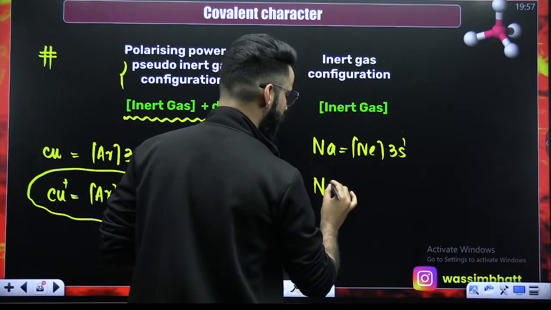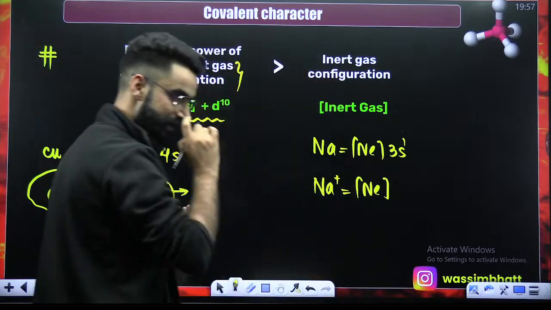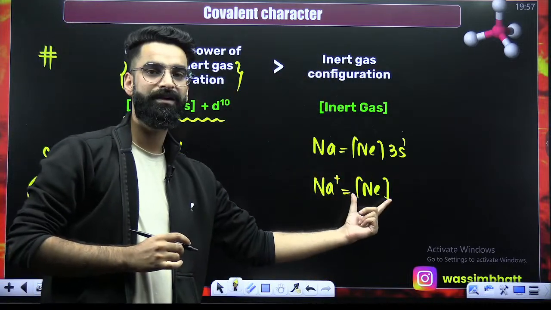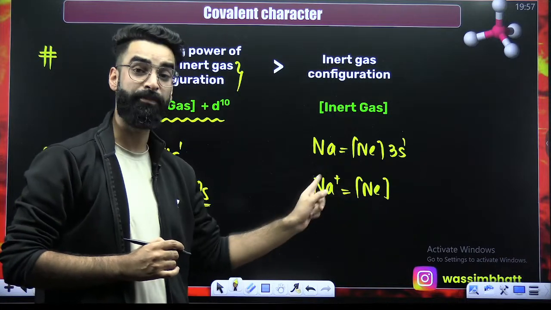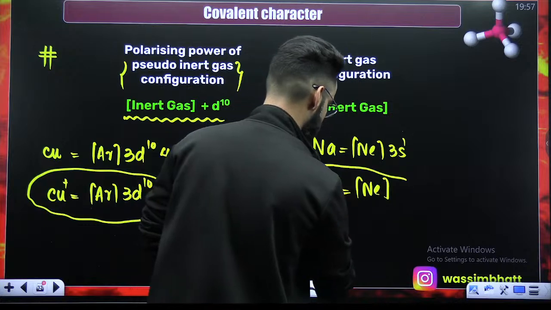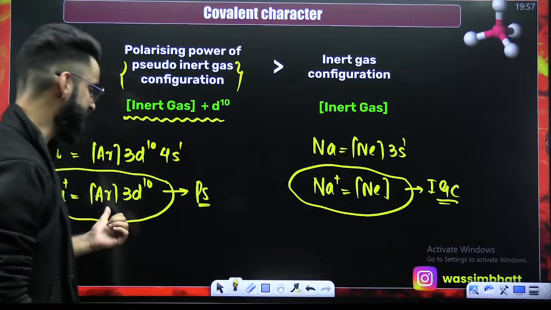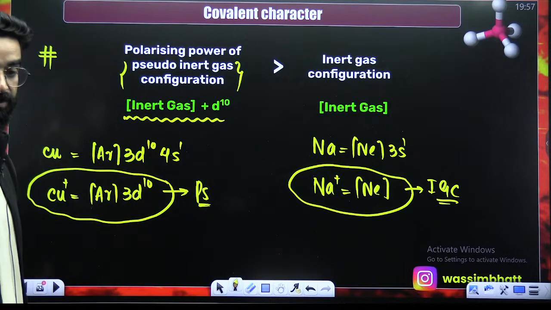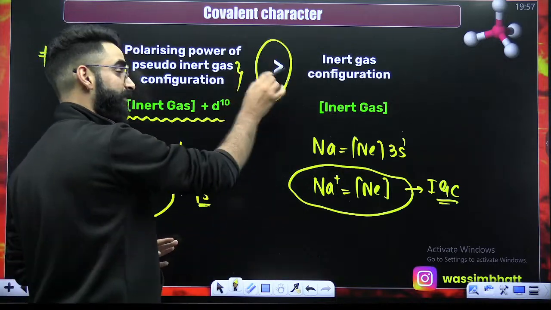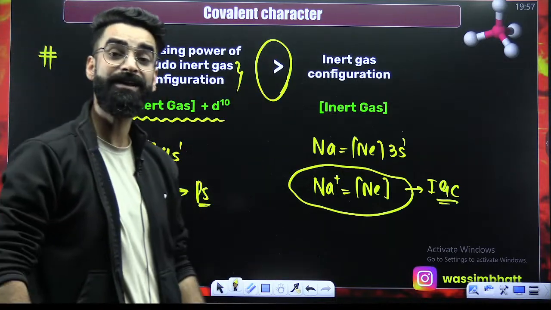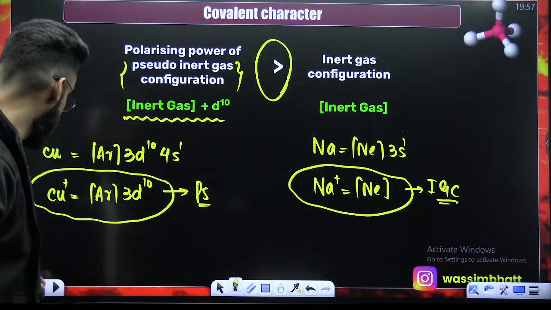If I take one electron out from sodium, it becomes Na positive. Now it is just neon. So Na positive has got the same configuration as that of the noble gas neon. Perfect. So Na positive has got inert gas configuration. This Cu positive has got pseudo inert gas configuration. That cation which has got pseudo inert gas configuration, its polarizing power will always be more than that of the cation which has got inert gas configuration. This is also one important point which is used in the questions.